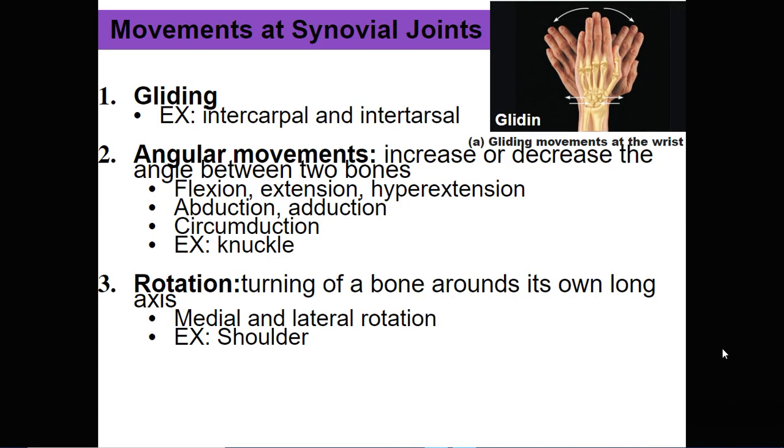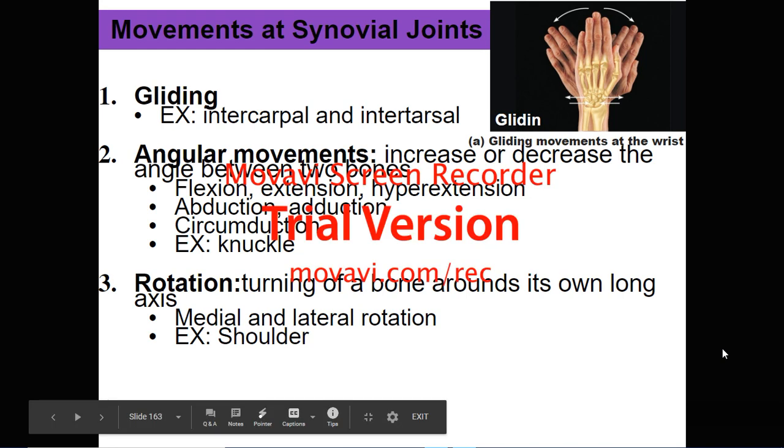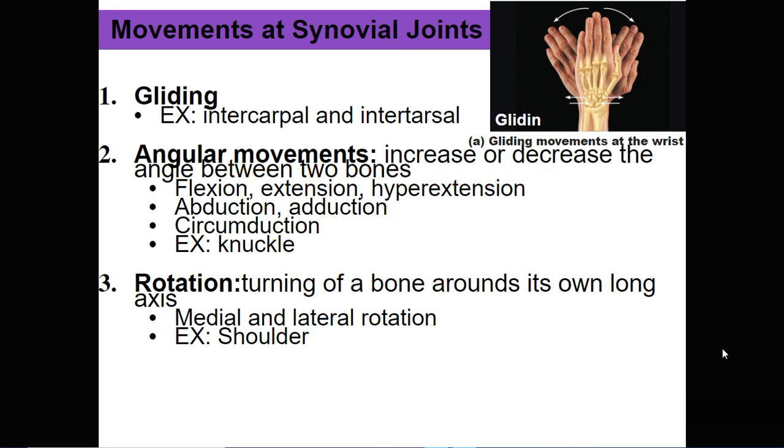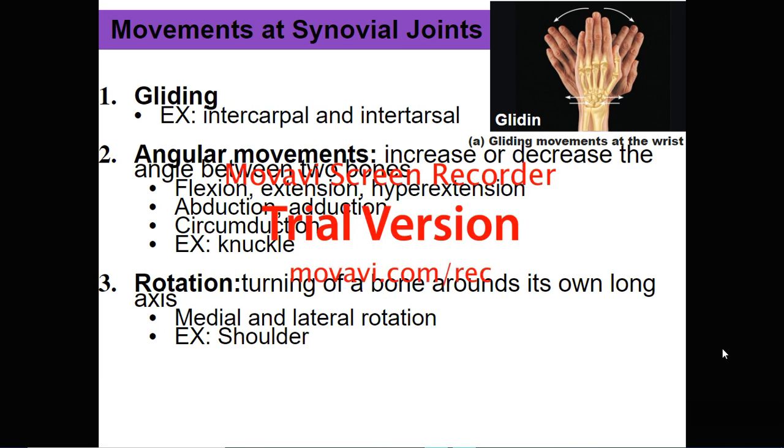So now we're going to talk in a little bit more detail about the movements at the synovial joints. So again, you have your gliding movements, angular movements, and rotation. And we already talked about gliding movements. Examples, your intercarpal joints. All right, so we already talked about that, gliding motion.